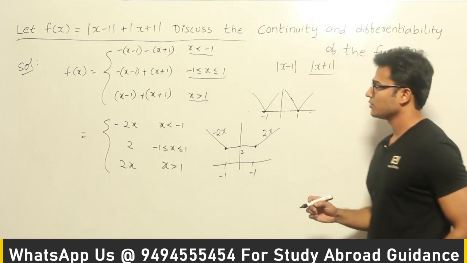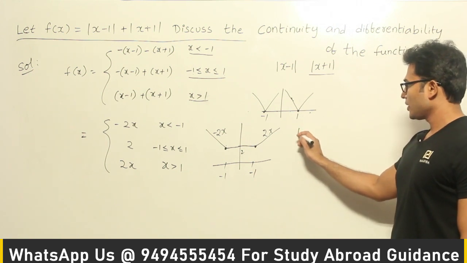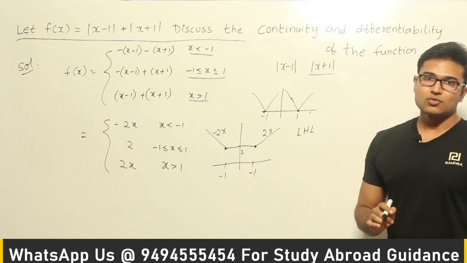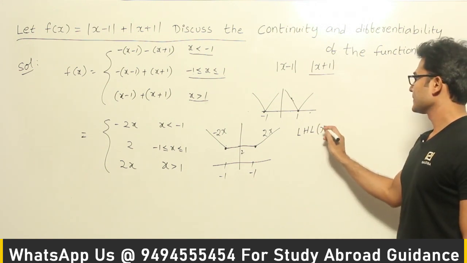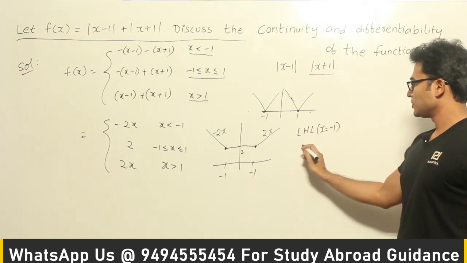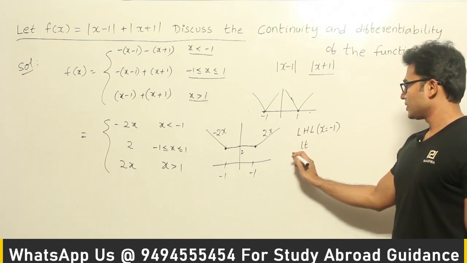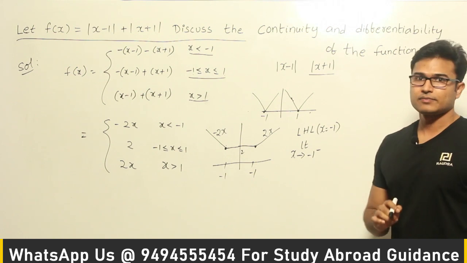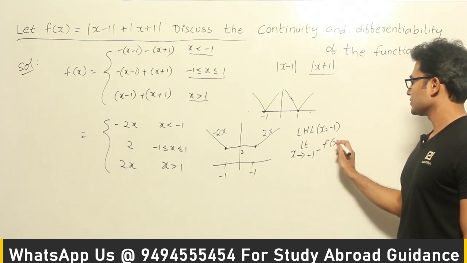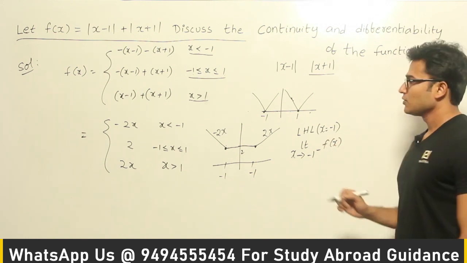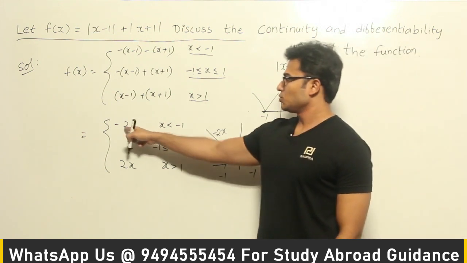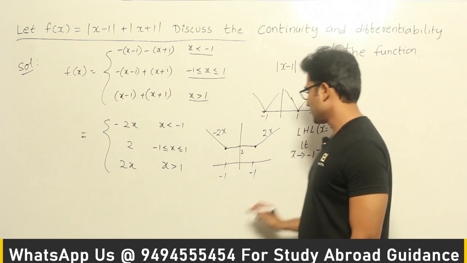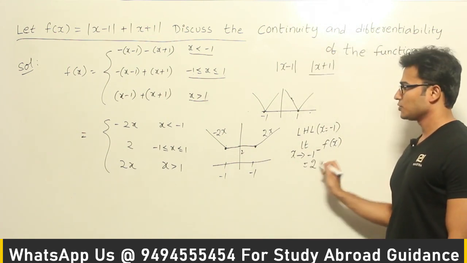Or if you want to find it, you can find it this way. I am talking about the left hand limit at x equal to minus 1, which is nothing but limit x tends to minus 1 minus f of x. This is what I want to find out, right? So which is nothing but minus 2x. In minus 2x, if you substitute minus 1, it is going to be plus 2. So this value is going to be plus 2.